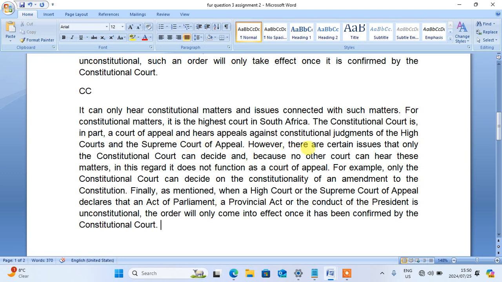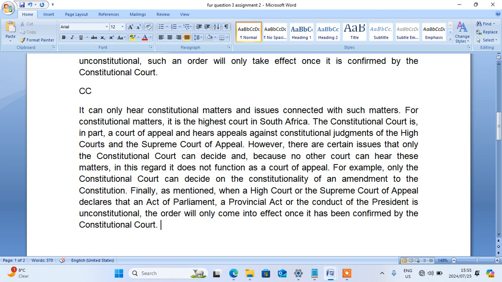However, there are certain issues that only the Constitutional Court can decide, and because no other court can hear these matters, in this regard it does not function as a court of appeal. For example, only the Constitutional Court can decide on the constitutionality of an amendment to the Constitution. Finally, as mentioned, when a High Court or Supreme Court of Appeal declares that an Act of Parliament, a provincial act, or the conduct of the President is unconstitutional, the order will only come into effect once it has been confirmed by the Constitutional Court.